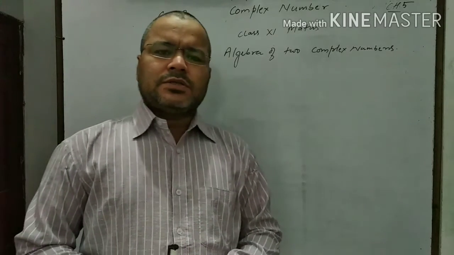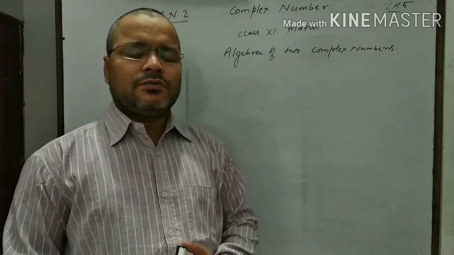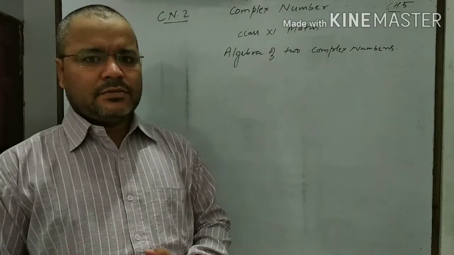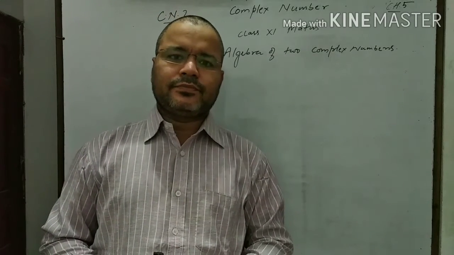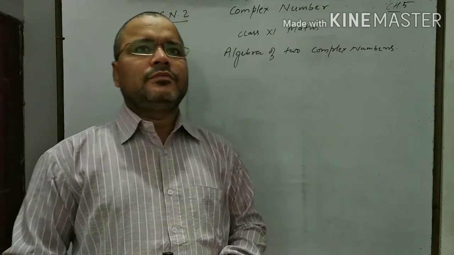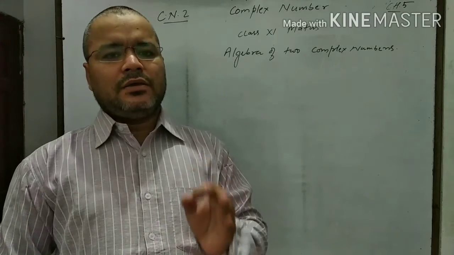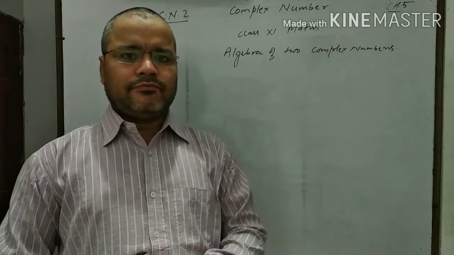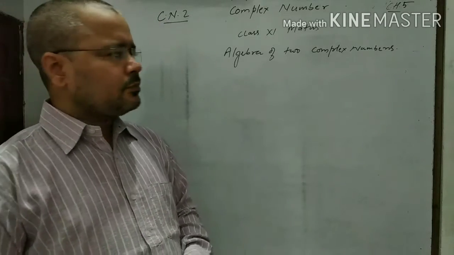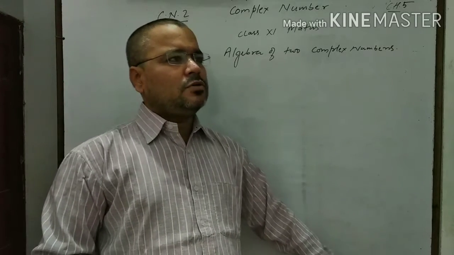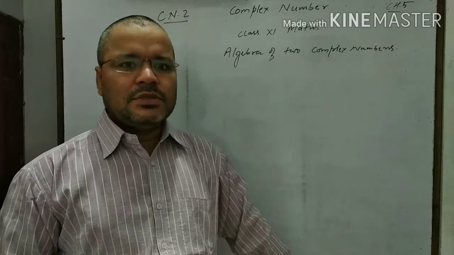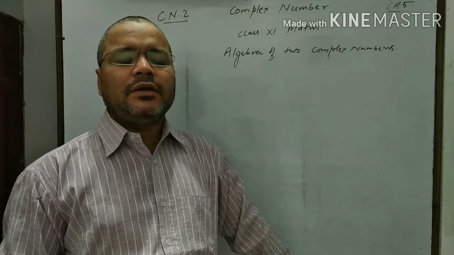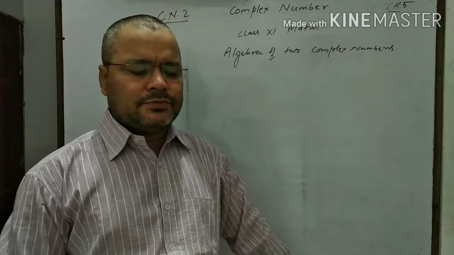In our last video class, we discussed the introduction of complex numbers, the standard form of a complex number, and a symbol i, that is iota. We also discussed the equality of two complex numbers, meaning the condition for the equality of two complex numbers.